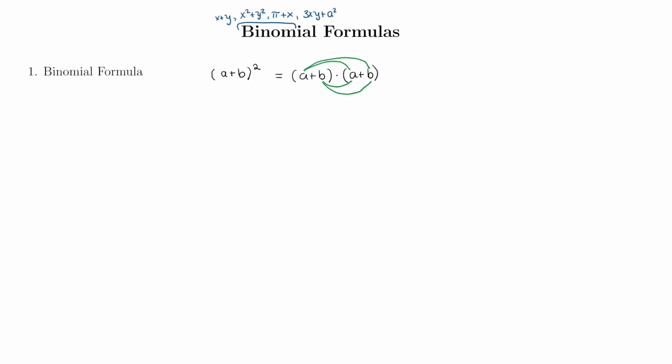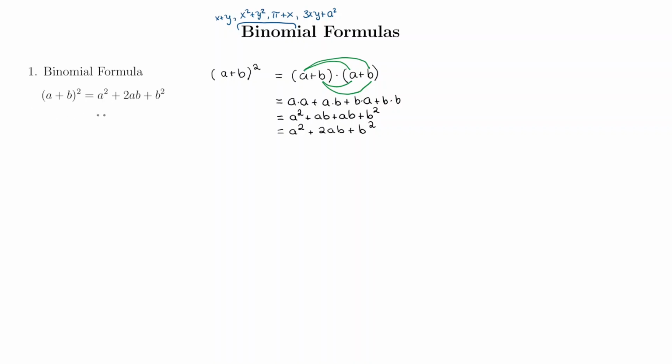And then what do we get? We get a times a plus a times b plus b times a plus b times b. And this is the same as a squared plus ab plus ab plus b squared. And then we have ab twice, so we can put them together to a squared plus 2ab plus b squared. This basically is the first binomial formula.